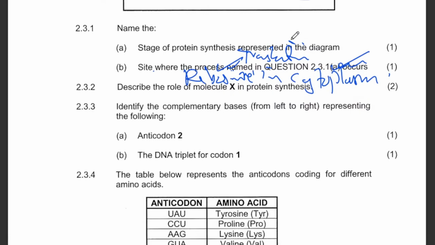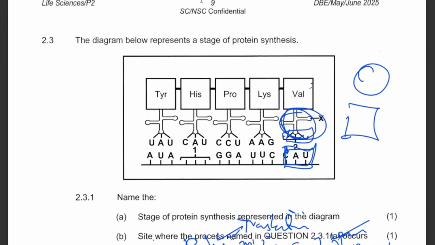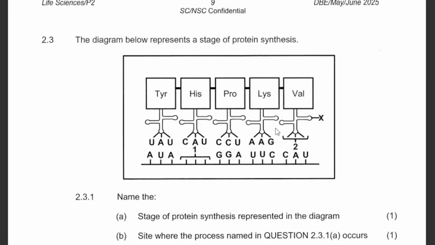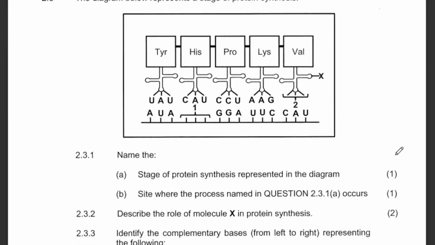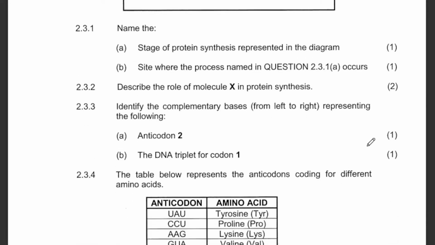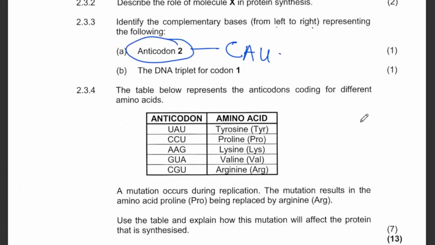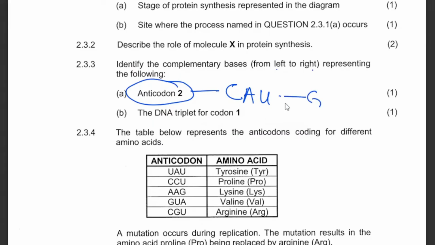This one says identify the complementary base from left to right, representing anticodon 2. Let me first clear it up, and then we see anticodon 2. We are seeing CAU. They're saying identify the complementary base from left to right, representing anticodon 2. So it's going to be C goes with G, A goes with U, and U goes with A. So you get the mark there.